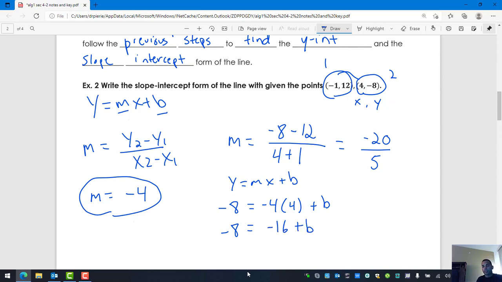If my end goal here is to solve for b, I'm trying to get b by itself. I add 16 to both sides. -8 plus 16 ends up equaling 8. So 8 is equal to b.